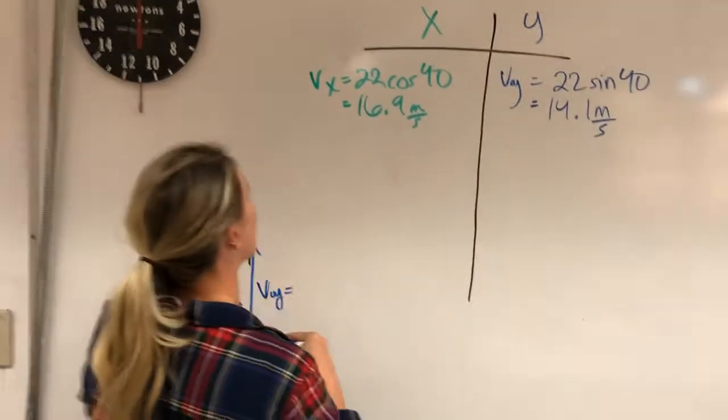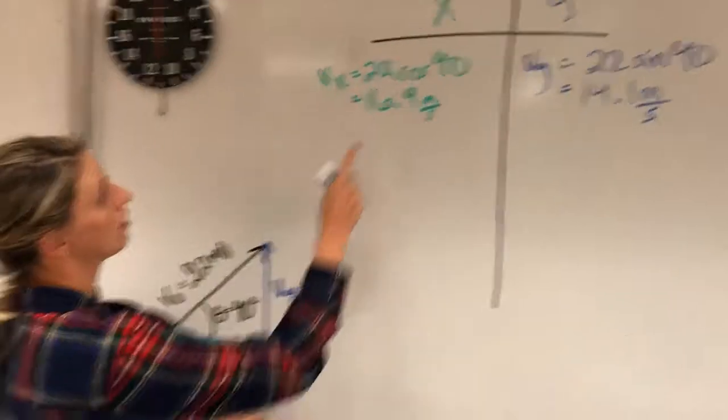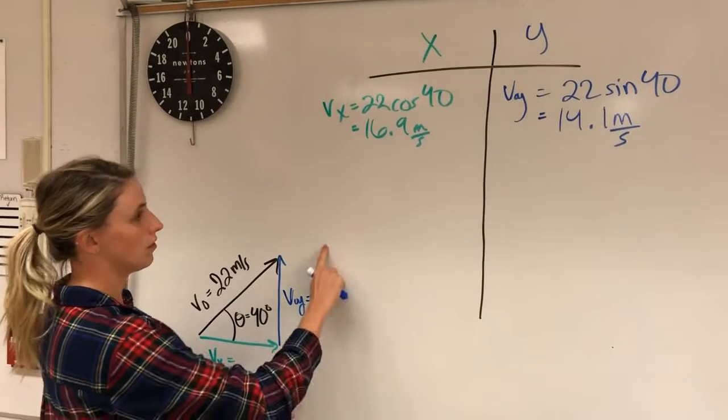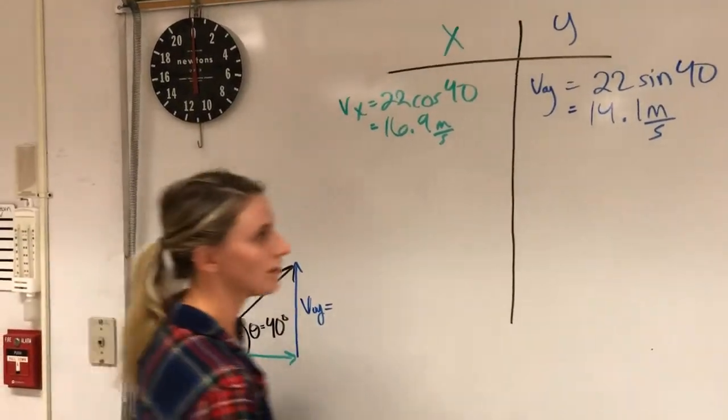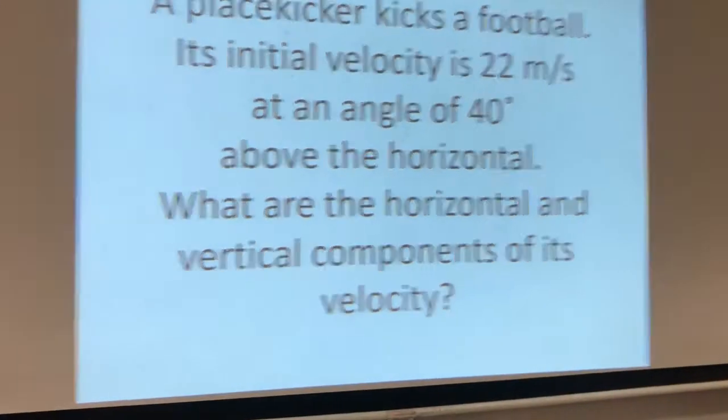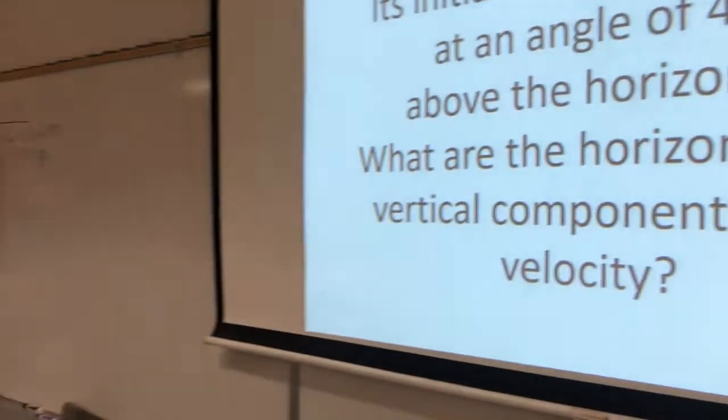Okay, so this is the velocity in the X direction. Should students be doing this at the same time you are? Absolutely. All right. Write this down. It occurs to me. Yeah. Okay. So those are the velocities in each of the components, the horizontal and vertical.